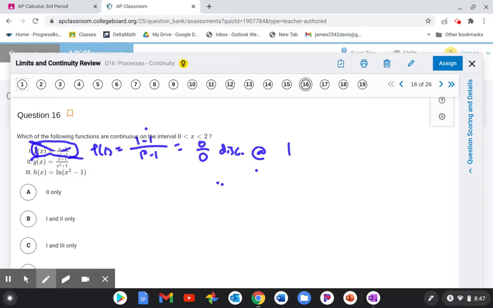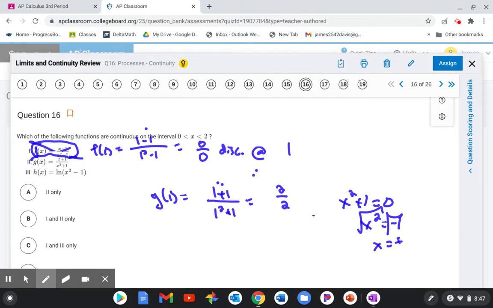Okay, the next one, g of x. Let's go ahead and look at this. If you were to plug in 1 into that one, g of 1, it'd be 1 plus 1 over 1 squared plus 1. So it'd be 2 over 2. So that is continuous there at 1. And really what you would need to figure out is, is there any place that this function is going to be discontinuous? And the answer is no, because if you set the denominator equal to 0, you would get x squared equals -1, so x would be plus or minus i. So there's no real numbers that would make this thing discontinuous. So that's going to be continuous.